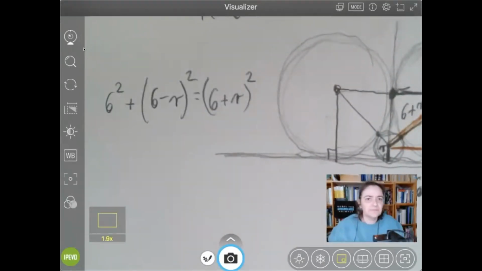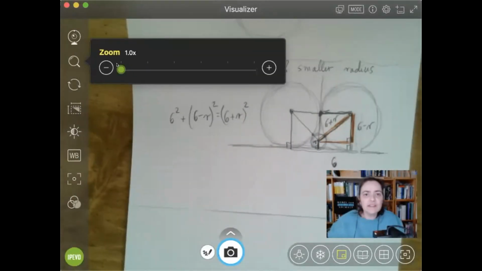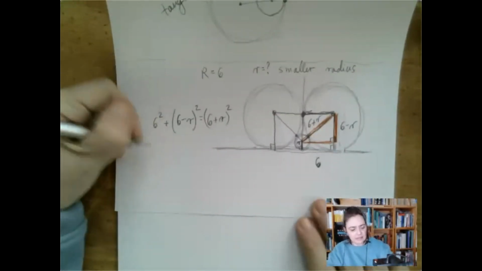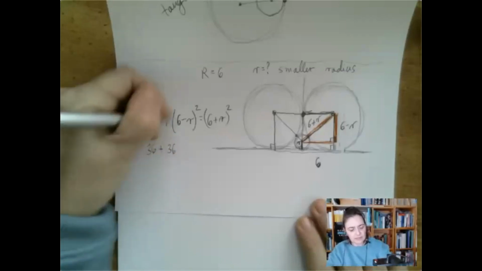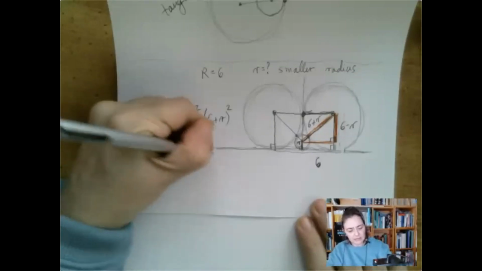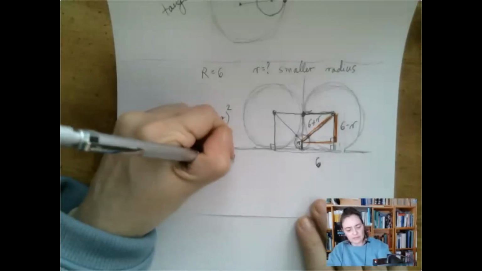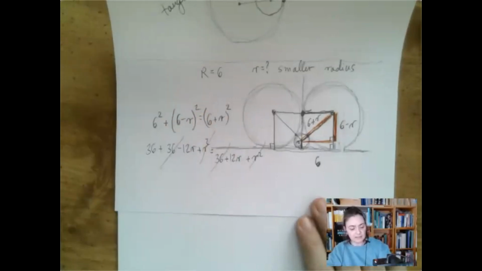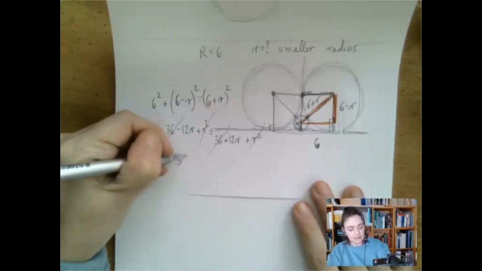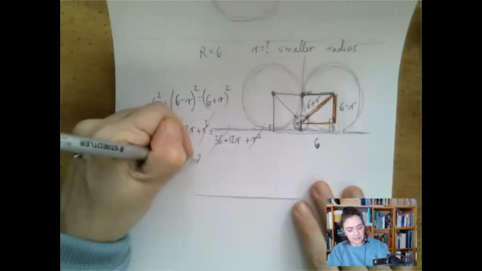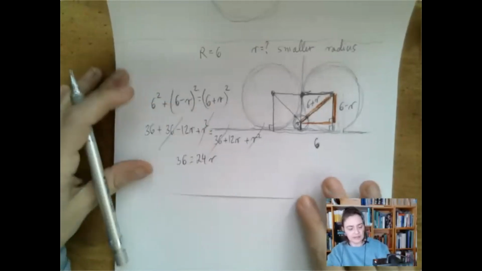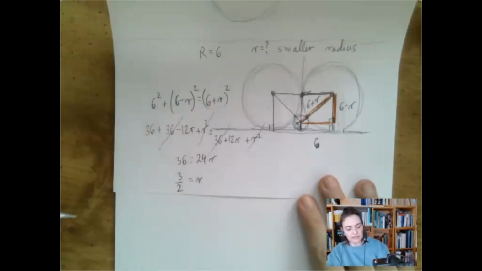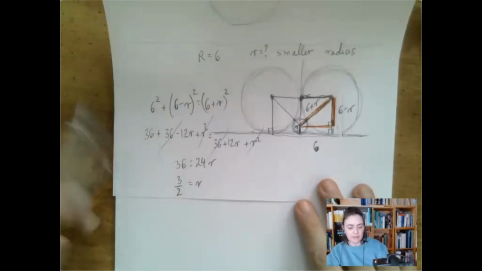Oops, I need to zoom out. And then the equation is not even quadratic anymore. r squared will cancel out. So we can just say 36 plus 36 minus 12r plus r squared equals 36 plus 12r plus r squared. r squared is dead. 36 is dead. There is another 36 here, and we can add the 12r to the other side. Look how cute and simple it got. r is, I guess, 3/2. We can cancel out 12. So it's 1.5.